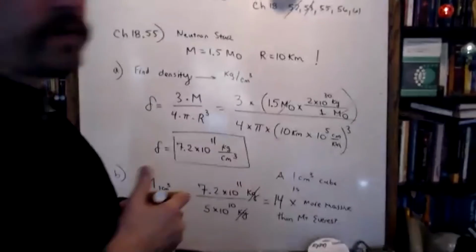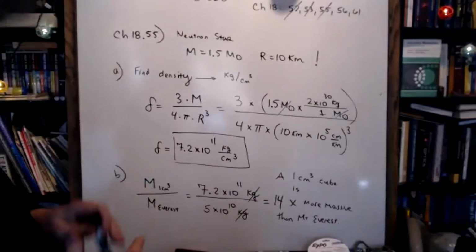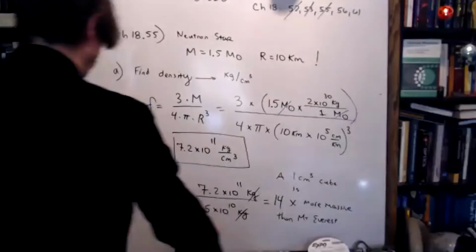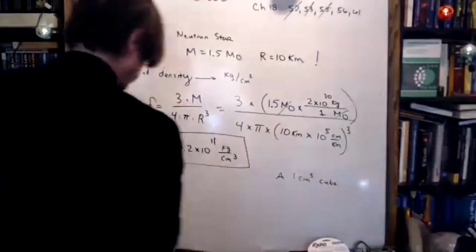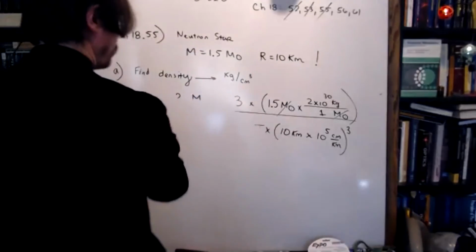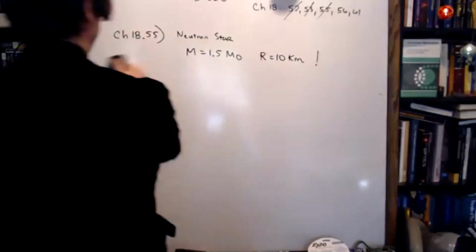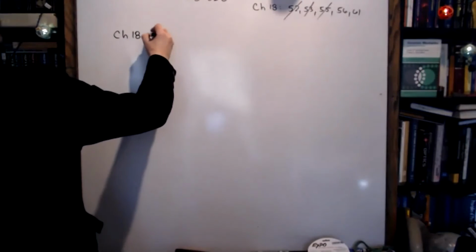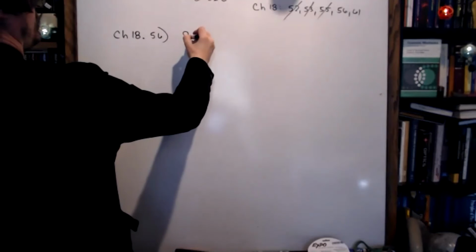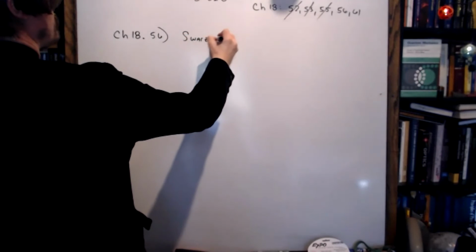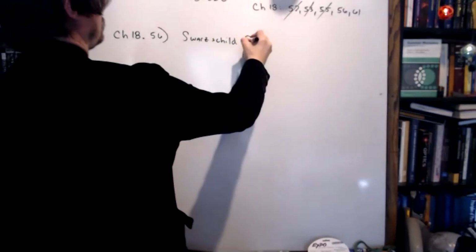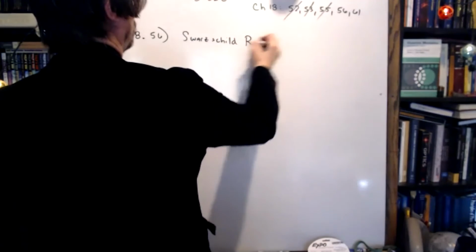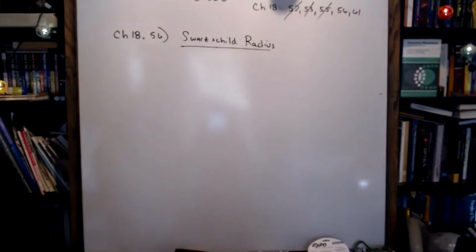Let me know when you're good to go. I'm good. Okay, Chris, can you read me number 56? Yeah, sure. Schwarzschild radii. Calculate the Schwarzschild radius of a black hole in kilometers for each of the following.